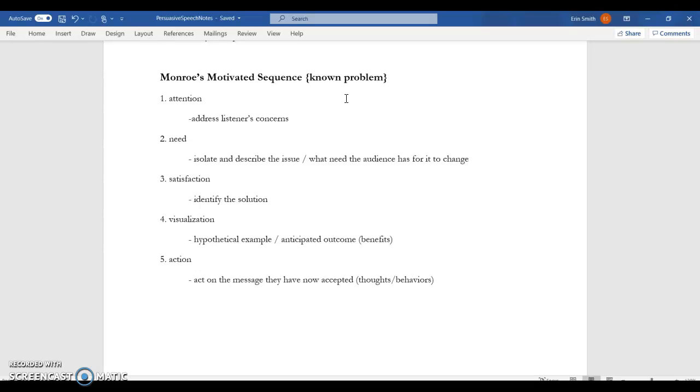So when we're doing these, you are choosing an issue that is arguable. So you have to have one side that you're proving for an issue. And I will talk about that further in the next lesson.